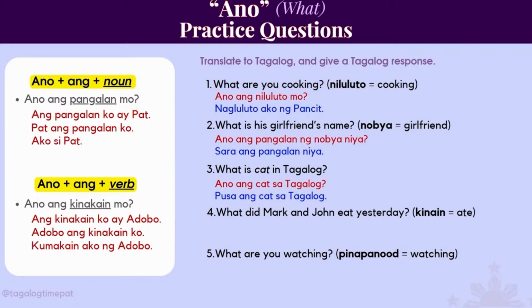Next, what did Mark and John eat yesterday? Ano ang kinain nila Mark at John kahapon? I want to show you this word nila. This is like a sentence marker that is used to indicate people. So it's like their ownership. When it's multiple people, Mark and John, it's nila. When it's just one person, it's ni.